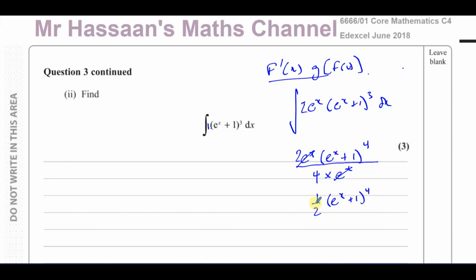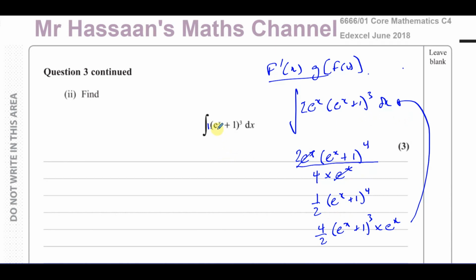Now, if I was to differentiate this to check, do I get that answer in the end? Well, I have to multiply by the power, so I have 4 times a half, which is 4 over 2, (e to the power of x plus 1), take 1 from the power, and then because of the chain rule, multiply by the differential of what's inside the function, which is e to the power of x. So I'm left with 2 e to the power of x times (e to the power of x plus 1) to the power of 3. We get exactly what we started with. So when you differentiate your answer, you know that you've done it correctly.